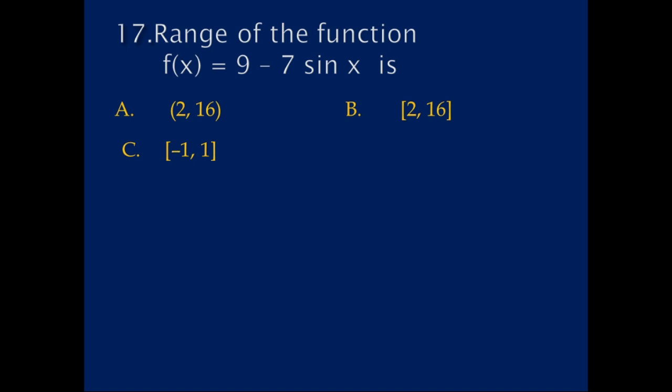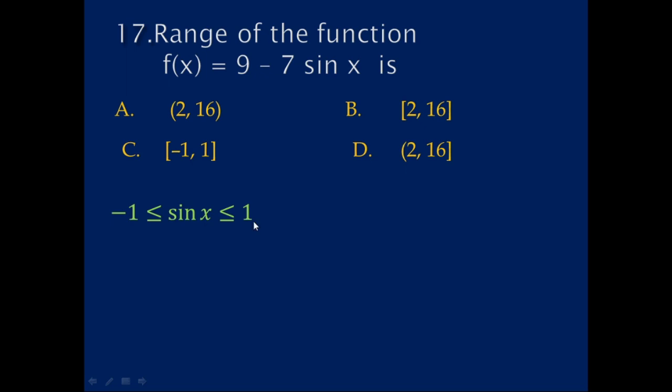Here find the range of the function f of x is equal to 9 minus 7 times sin x. Here 9 is a fixed real number, it does not depend on x. Here we subtract 7 times sin x, and the sine function. Therefore, the range of this function depends on the sine function. Here you know that the range of the sine function is the closed interval minus 1 to plus 1. This we know. It means the minimum value is minus 1 and the maximum value is plus 1.